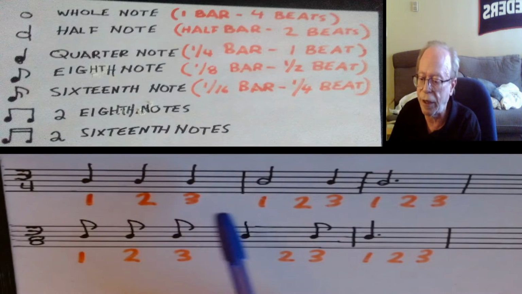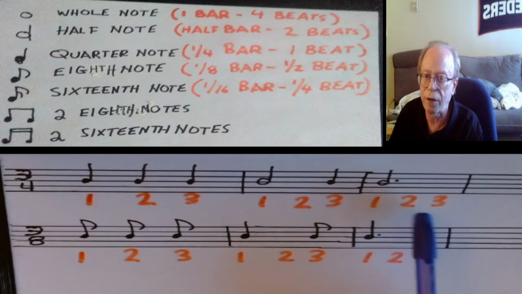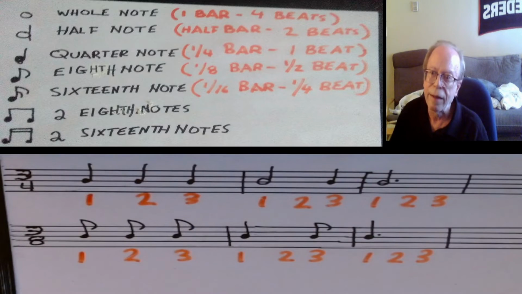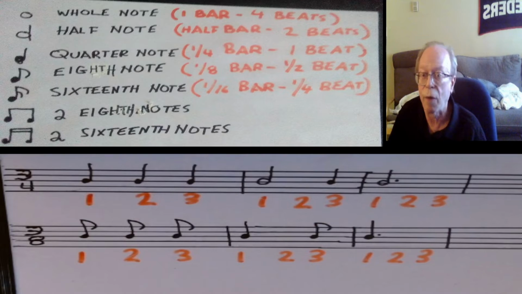1 2 3, 1 2 3, 1 2 3. Okay, this is more commonly used in, for example, the most common use for 3/4 time is the waltz, which was a very famous dance form at one time. There are still country waltzes. The waltz is still around, but that is the most obvious form of 3/4 time.